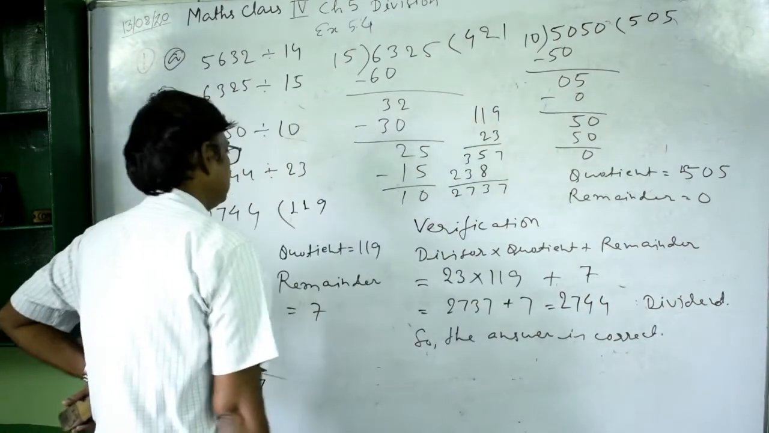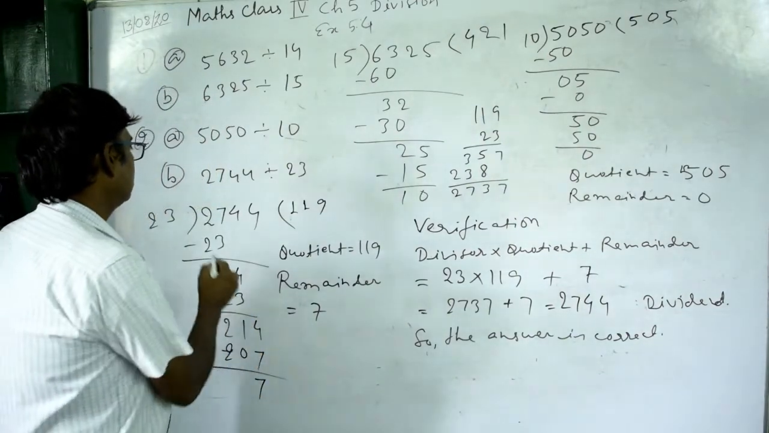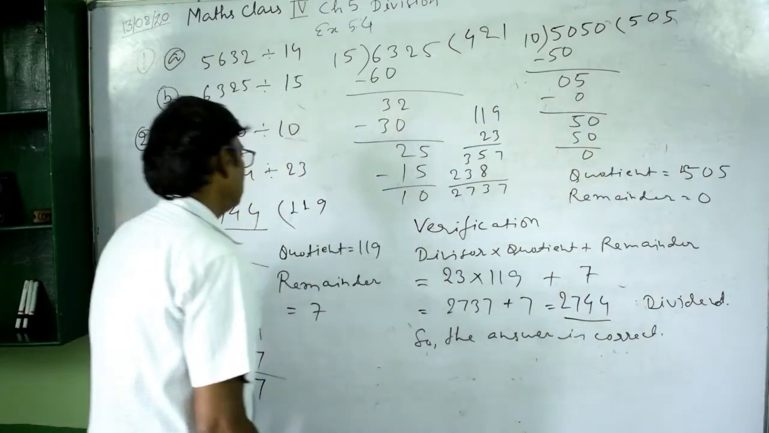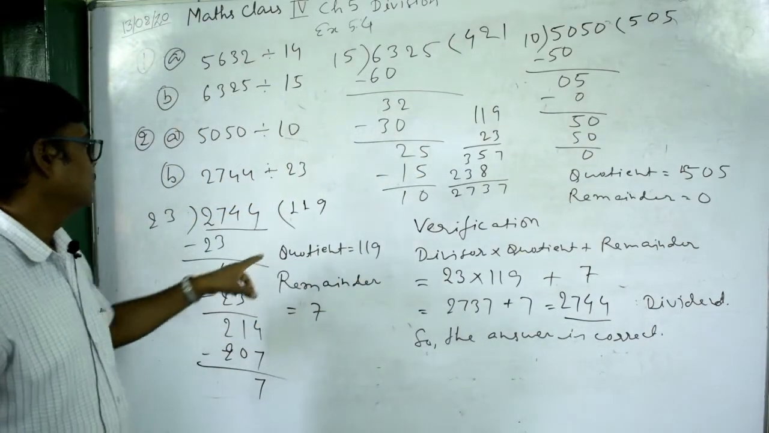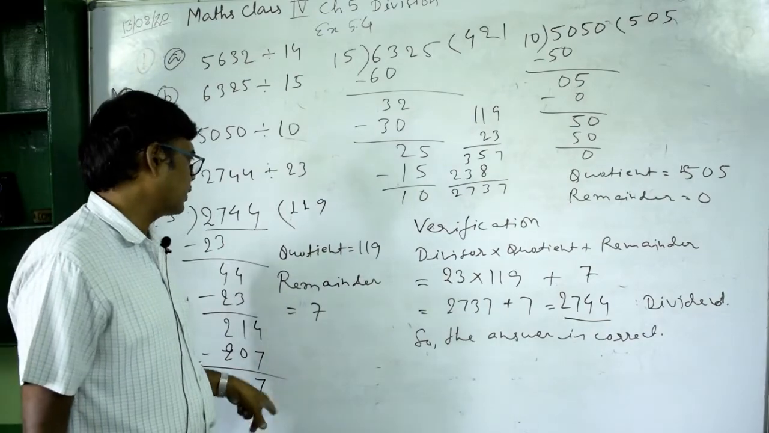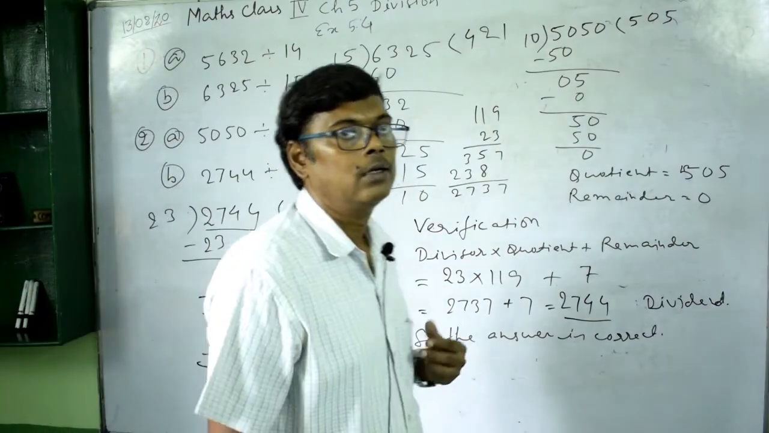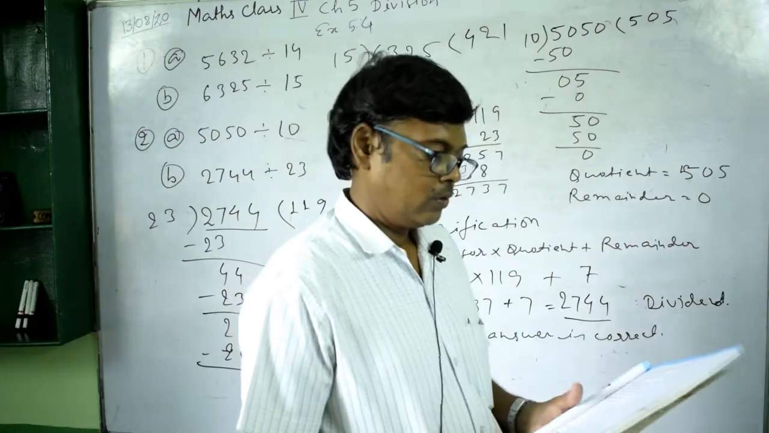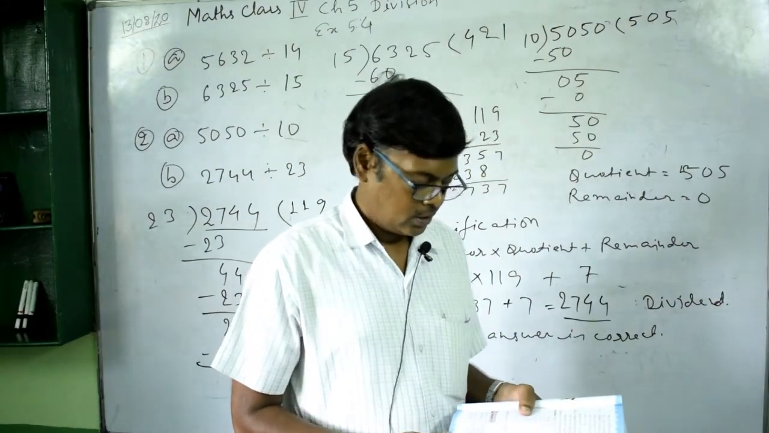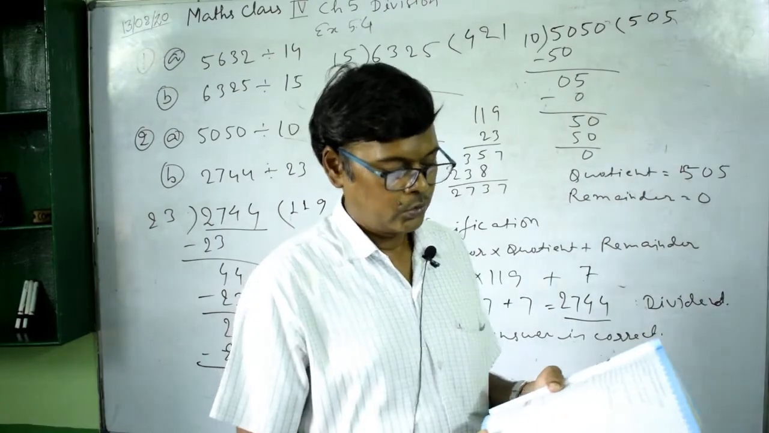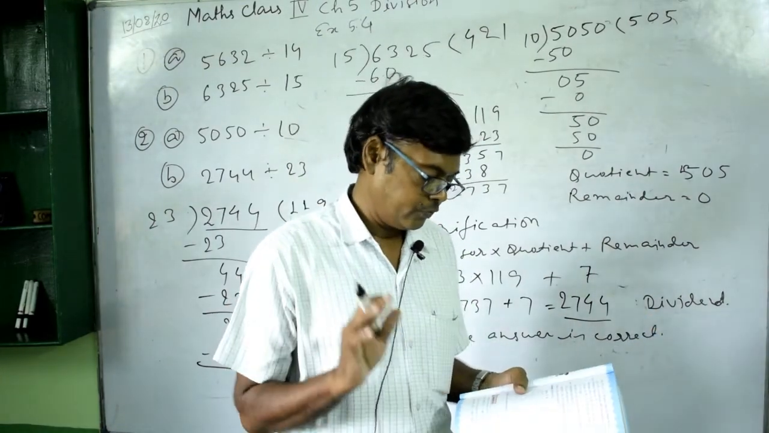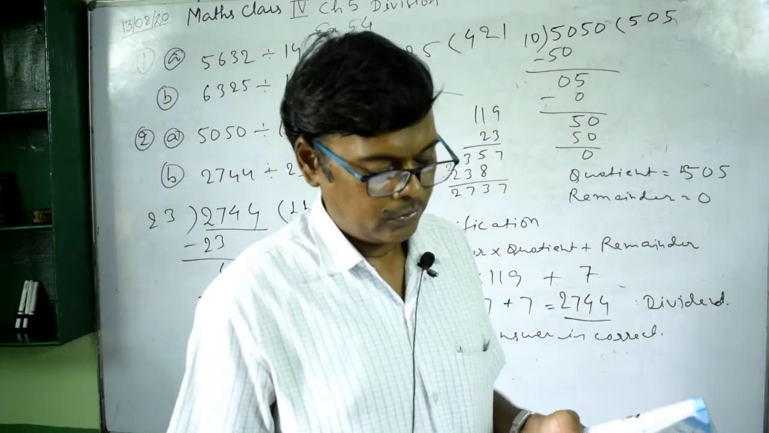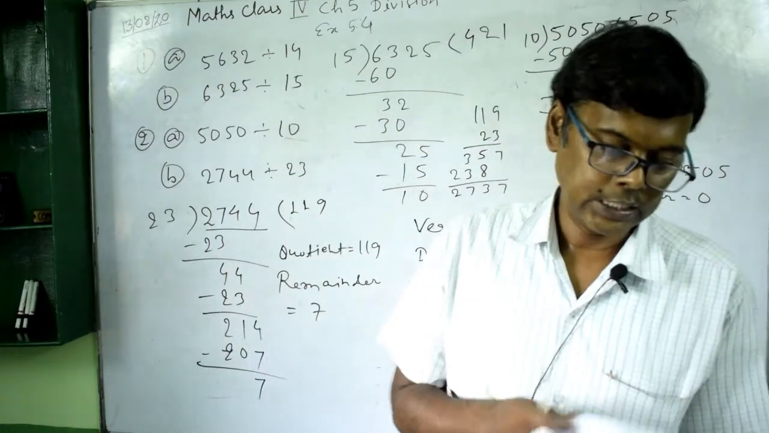So now you can see here that this number, the dividend, and this number are both equal. So it means that this answer is correct, that is, the quotient and remainder are both correct. Okay, so in this way you can solve the remaining four questions in this exercise, question number 1 and 2. I have done A and B of the first question and A and B of the second question. So you will do C and D of the first question and C and D of the second question.